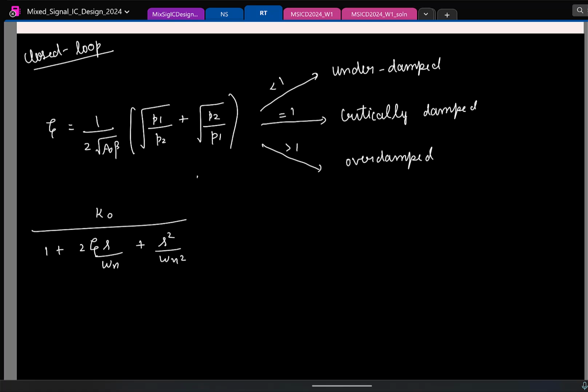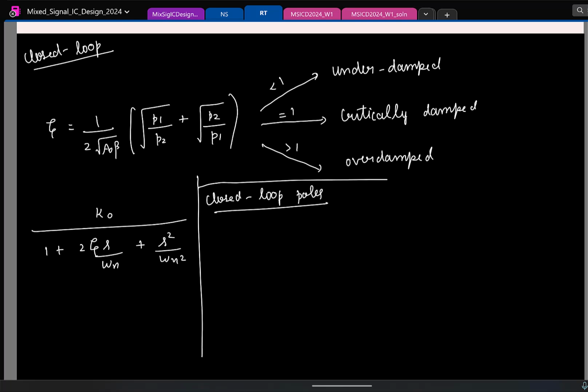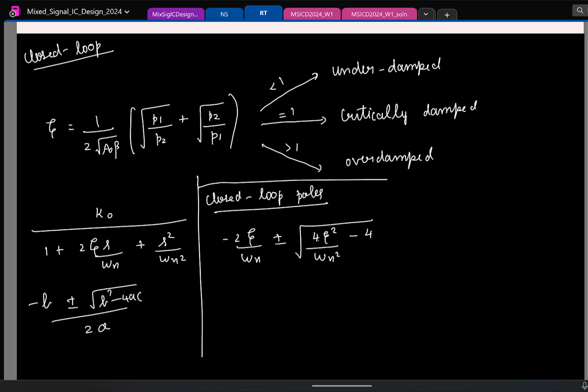Okay, let's calculate the closed loop poles here. If I look at closed loop poles, it's a second order quadratic equation. What is the formula? Minus b plus or minus whatever. So tell me what is the location now? What is the b term here? Minus 2 zeta by omega n plus or minus square root of 4 zeta square by omega n square minus 4 by omega n square, all by 2 by omega n square.